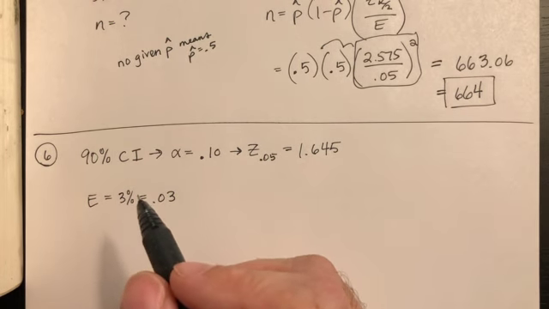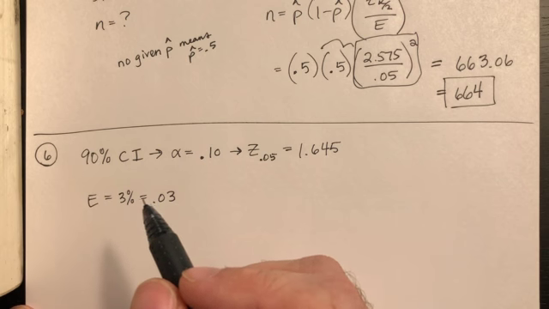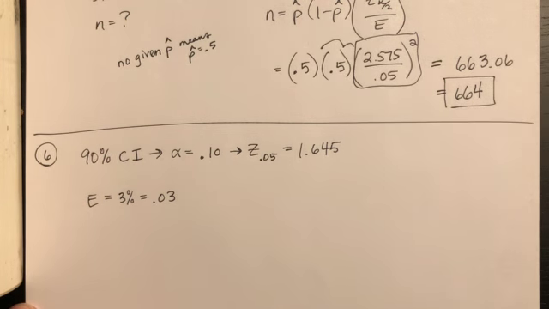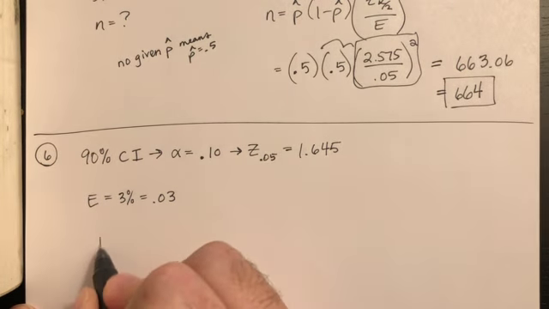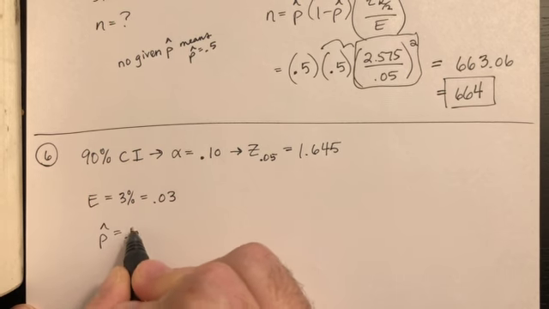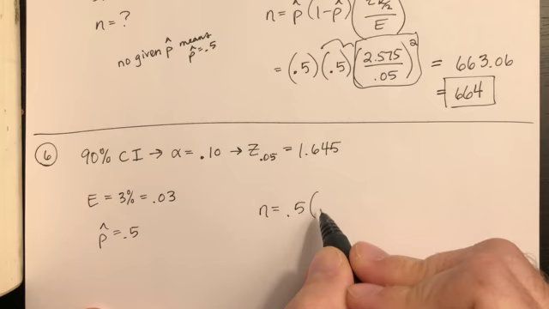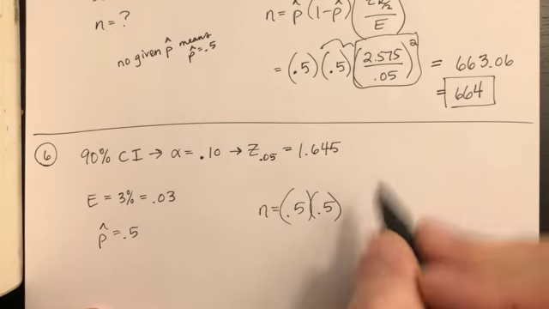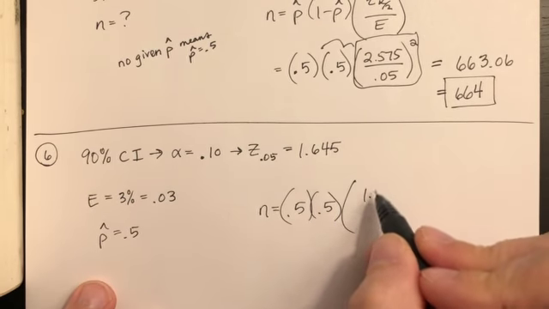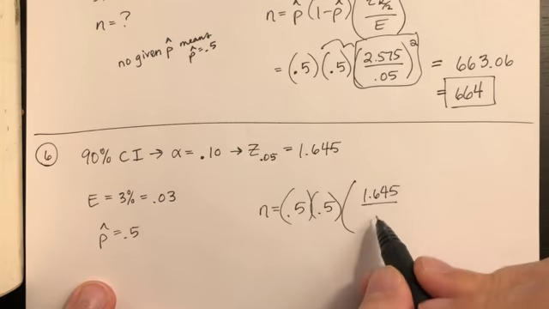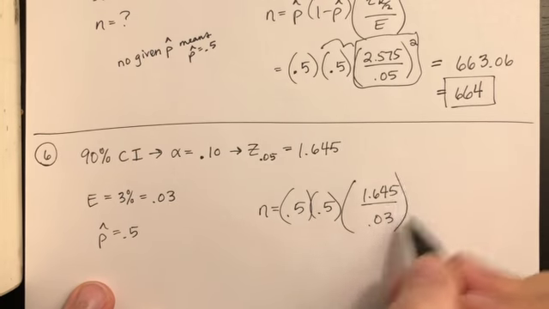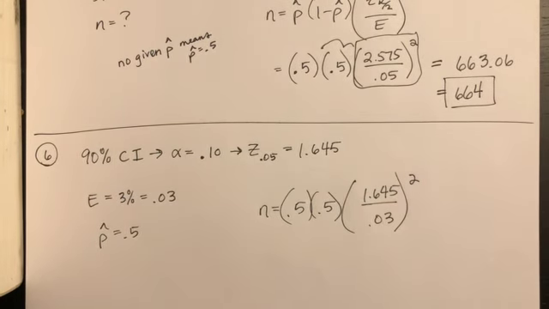How large of a sample is needed in order to be 90% confident that the proportion won't differ? So again, they don't give us proportion. So we're going to say proportion is 0.5 again. So our n is equal to 0.5 times 0.5 times 1.645, our z-score, divided by e, which is 0.03, and we're going to square that first.